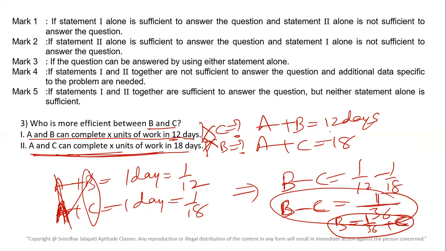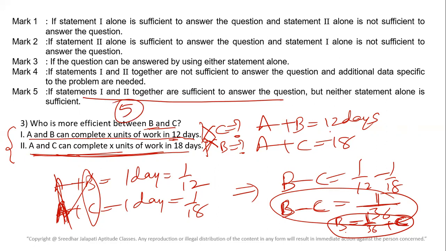So from this, don't you think B is more efficient? Yes or no? Work done by B is 1 by 36 more than C. So B is more efficient. You're asked to find who is more efficient, B, and that you are able to find using both 1 and 2 together. So therefore, the answer: both 1 and 2 together will give you the answer. That is option 5.